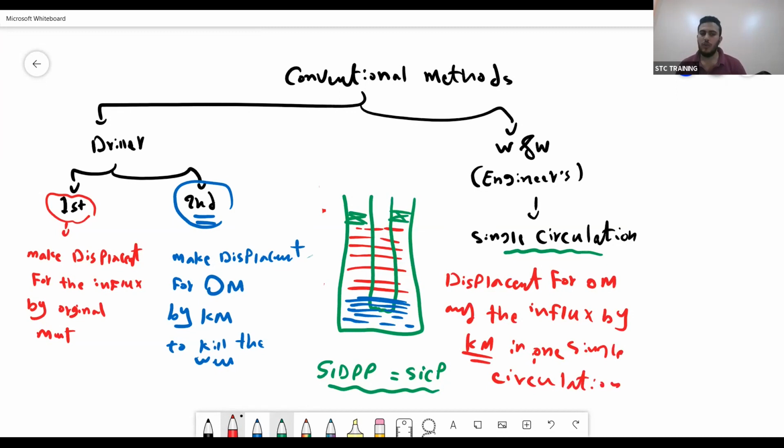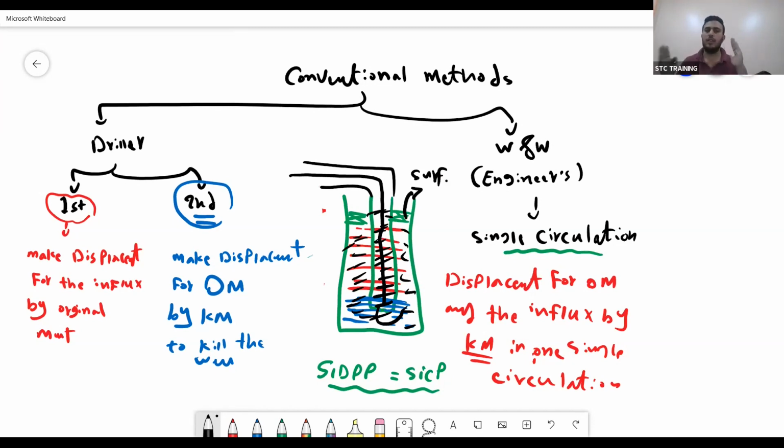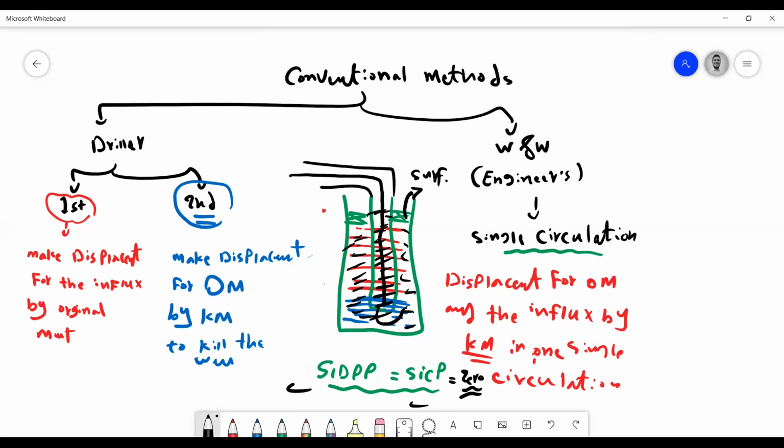So here we are waiting some time until the kill mud is prepared and lined up. Start pumping kill mud from here, until the kill mud fills the drill string, then goes out of the bit nozzles, then to the annulus, and the well is completely full of kill mud until reaching the surface again. Okay, this is the objective of wait and weight and of the driller method with its two circulations. After the well is completely killed, you will see that shut-in drill pipe pressure and shut-in casing pressure will equal zero. Okay, guys, clear? Yeah, clear.